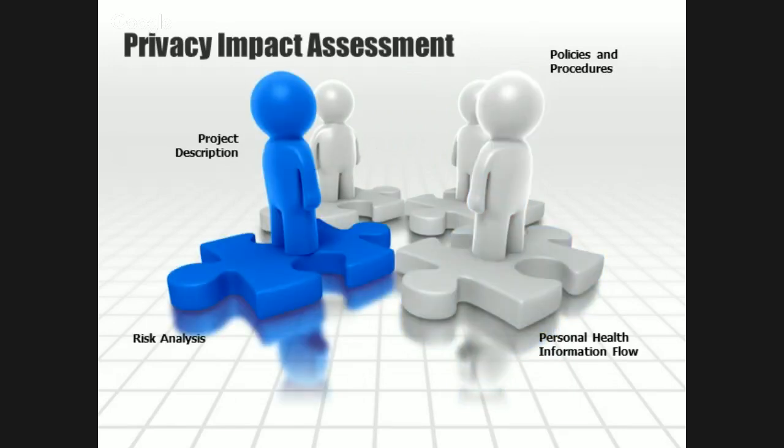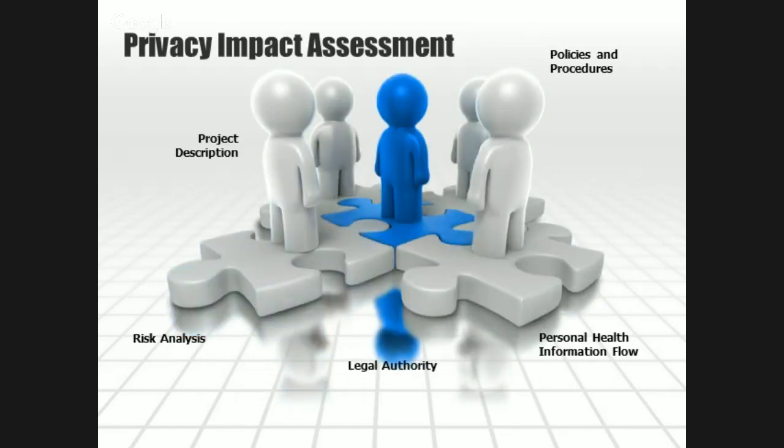Step 4 for a privacy impact assessment is the risk analysis. How are you going to make sure that you've protected the privacy, confidentiality, and security of information for each step in the health information flow? And then step 5 is, what is your legal authority to do that? You need to make sure that you have met the regulatory compliance in your industry and in your location to make sure that you are meeting the legislative requirements.